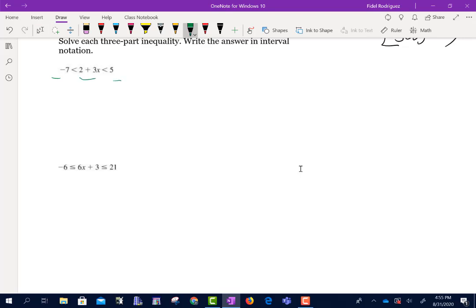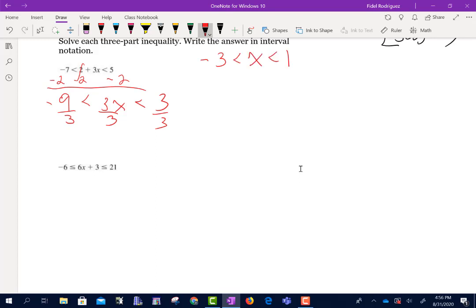Alrighty. So these next parts are what we call three-part inequalities. The reason we call them three parts, y'all, is we have a left part, we have a middle part, and we have a right part. Okay? The objective, again, is to get the x by itself. So I want you to think about the middle piece. If I wanted to get the x by itself, the first thing we would say is, well, look, let's subtract 2. But if I do it there, I'm going to do it here, and I'm also going to do it here. Negative 9 is less than 3x, which is less than 3.